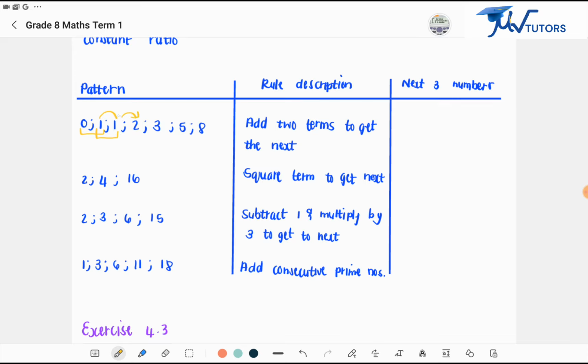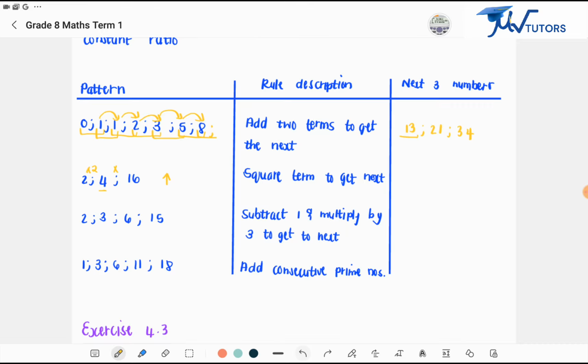Now let's look at the second scenario. We have 2 and then 4. So I can see, okay, here it's an increasing pattern, right? And I see maybe a common ratio could work. If I multiply it by 2, I get 4. But if I multiply it by 2, I'm not going to get 16. I'm going to get 8.